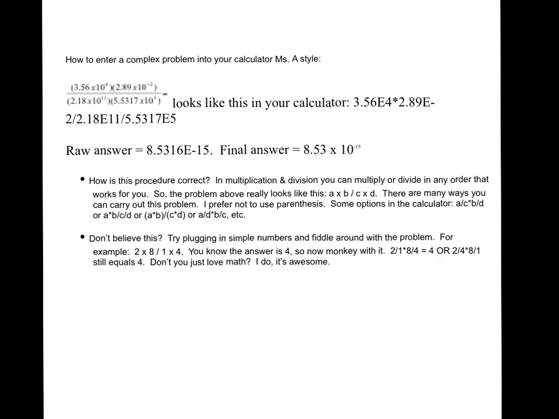And if you don't believe this, you can try numbers that you know. So for example, 2 times 8 divided by 1 times 4. So you know the answer is 4. So now, schmonkey around with it. You could do 2 divided by 1 times 8 divided by 4, and you still get 4. You could do 2 divided by 4 times 8 divided by 1, and it still equals 4. I just love math. It's awesome. Don't you think that? Good luck.